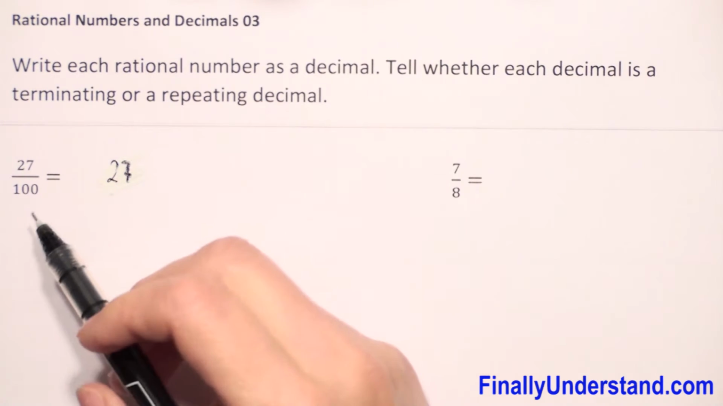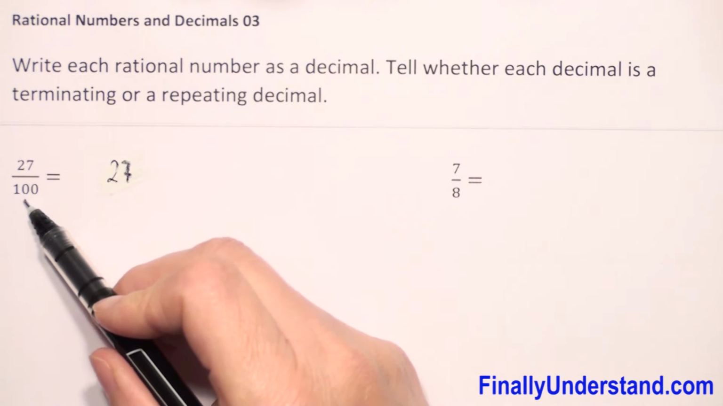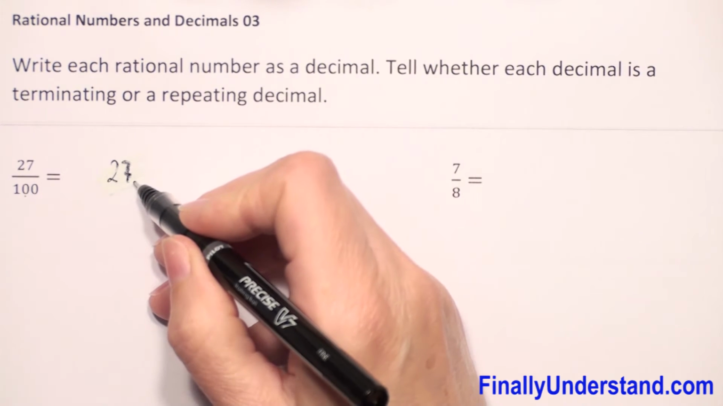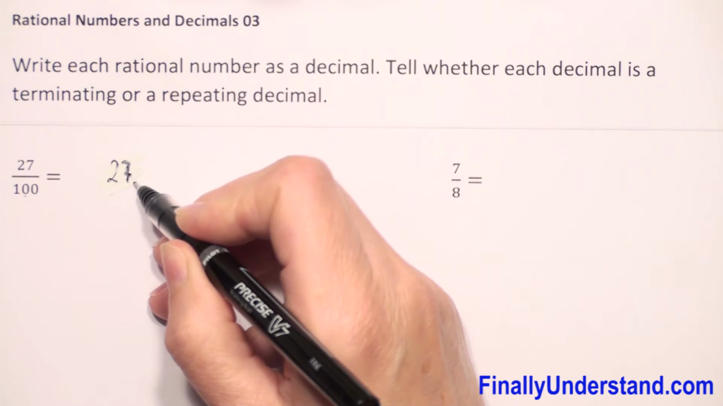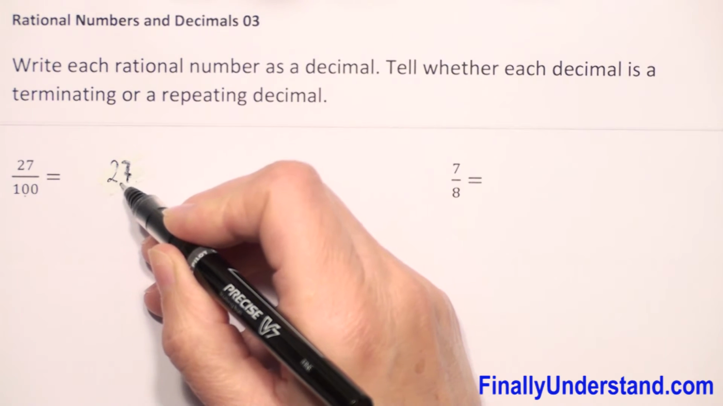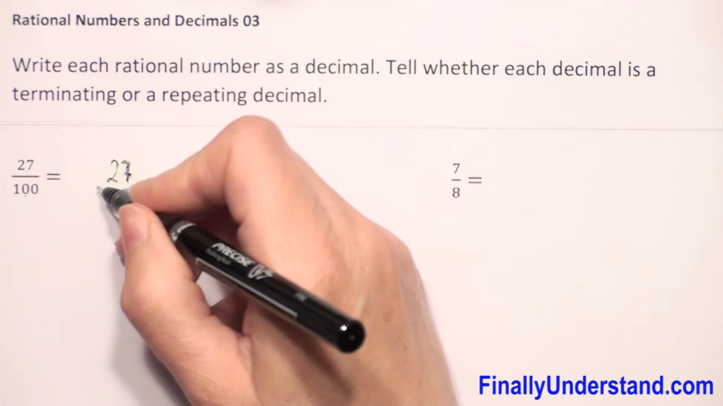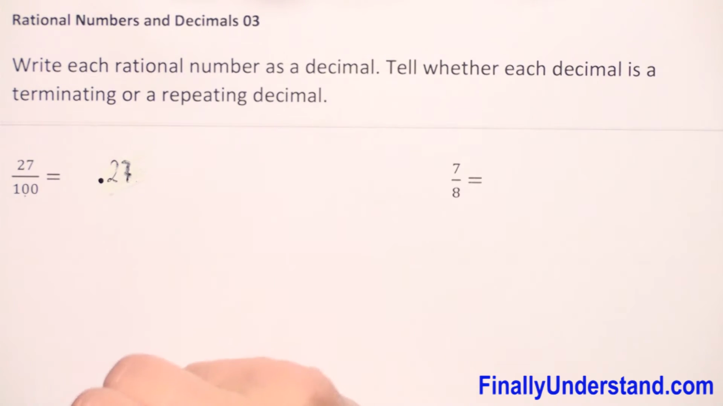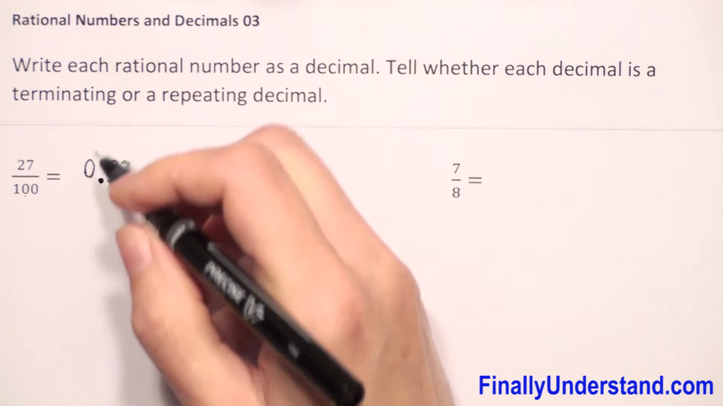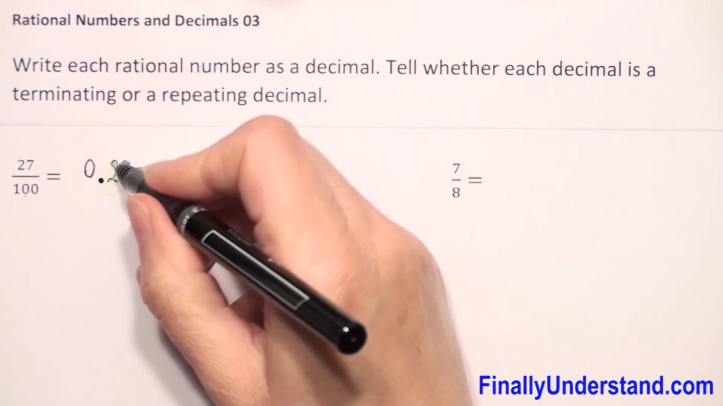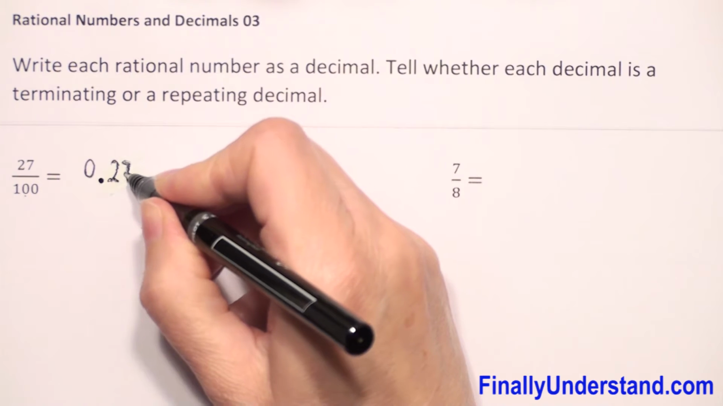And now you have to just count how many zeros you have in the denominator. 2 zeros. So we just count from the right side to the left. 1, 2 digits because we have 2 zeros. 1, 2, and the decimal point will be before 2. We can add 0. So 27 over 100 is 27 hundredths.